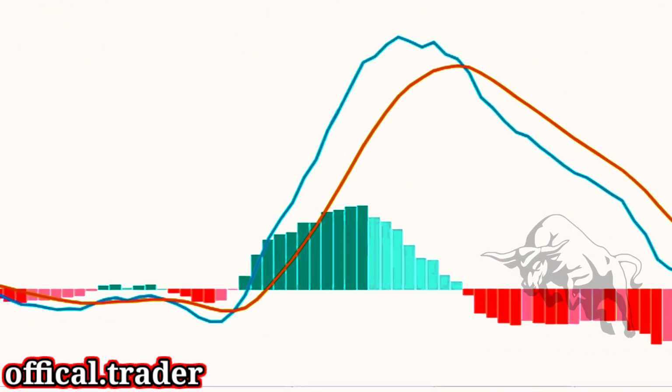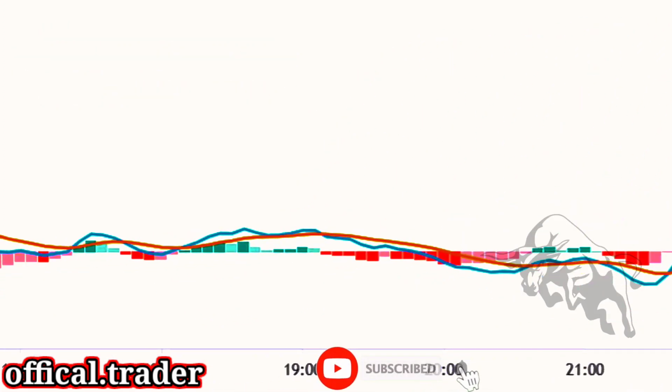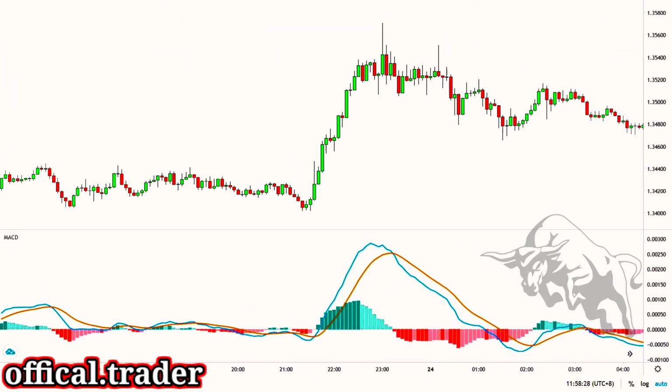So when the lines are very far apart from each other, you will see these large bars forming on the histogram. And you'll notice during the times when the lines are very close together and are kind of zigzagging back and forth over one another, you'll see these very small bars forming on the histogram due to the fact that there is hardly any space between the MACD line and the signal line.